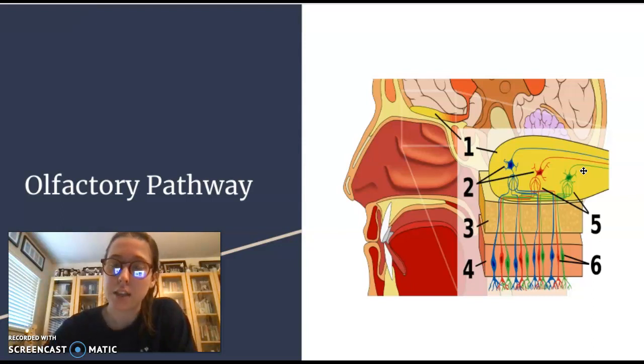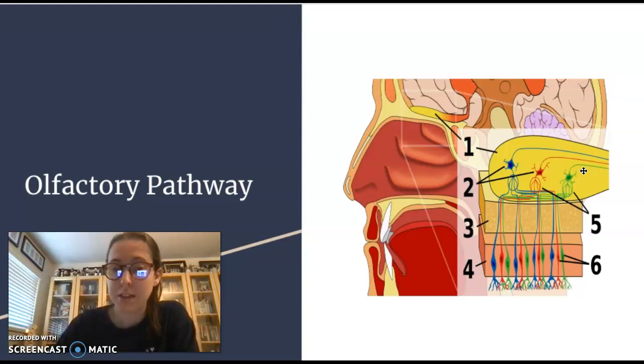Every other sense and their pathway to the cortex goes through the thalamus. However, for olfaction, that is not the case. It again just goes to show that this is a much older, more primitive yet effective way of getting sensory stimulus.